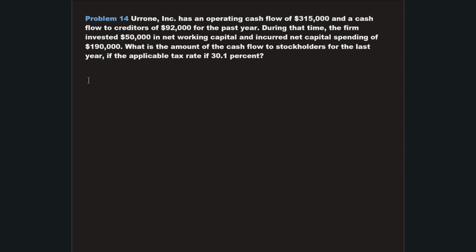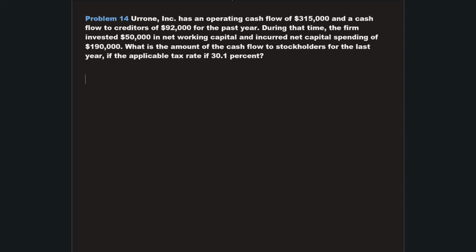In this problem, we are asked to figure out what is the cash flow to stockholders. Let's see what we're given. We know the operating cash flow. We know the cash flow to creditors. We know how much net working capital has changed. And we know what happened to net capital spending. We also know the tax rate.